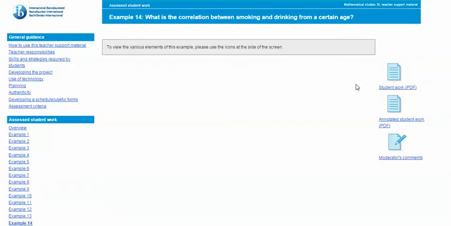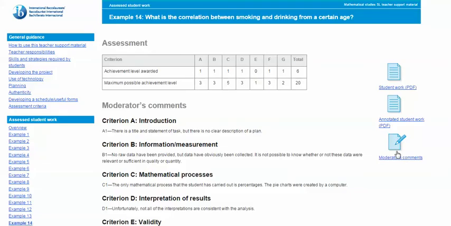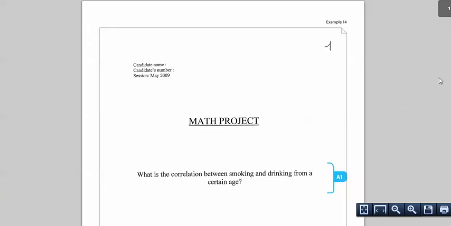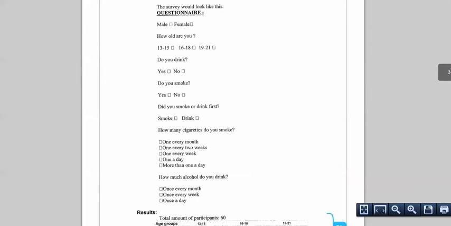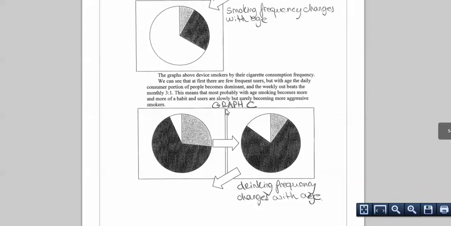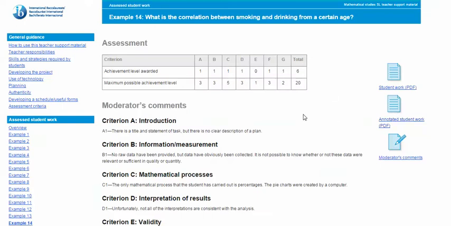You can click them, you can look at the student work, or you can look at the annotated. So if I click that, this is the mark the student got, 6 marks out of a possible 20, and if you click that, this is the PDF of the project with the annotations, and here it's got how the marks were awarded for each criteria from A to G. Okay, so that's not the best example.